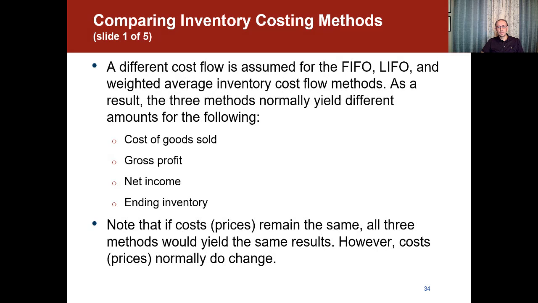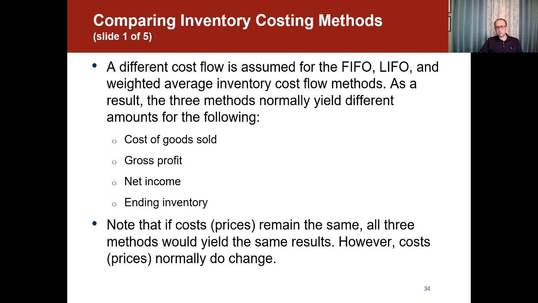Hello everyone. In this video I'm going to continue my discussion about the three different methods of inventory costing, and we're going to compare FIFO, LIFO, and the weighted average. A different cost flow is assumed for each of these methods. As a result, the three methods normally yield different amounts for the following: first of all, the cost of goods sold, the gross profit, the net income, and finally ending inventory.